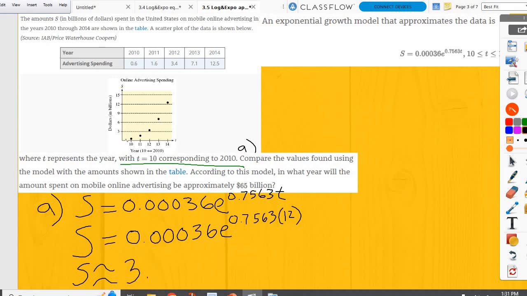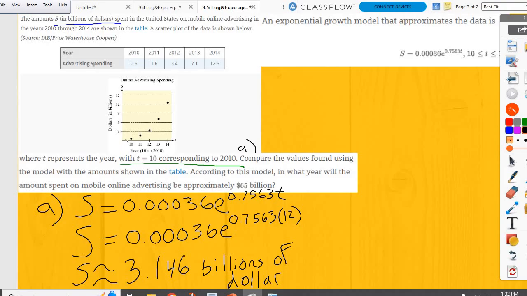3 point what? Okay, what does that represent? Does it tell us? Billions of dollars. So it tells us that S is in billions of dollars. Is that fairly close to what they have in the table? Yeah. Now, the farther we get away from the start, the farther away my model is going to be from the data that we have, which is why they have to restrict it and say I can only use this until 2014, because after a certain point it's no longer going to be very accurate.